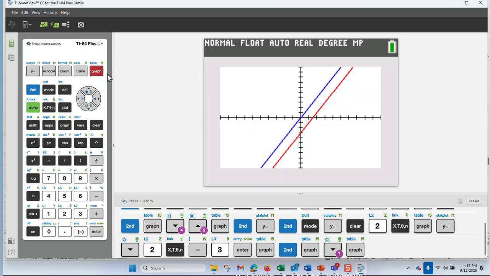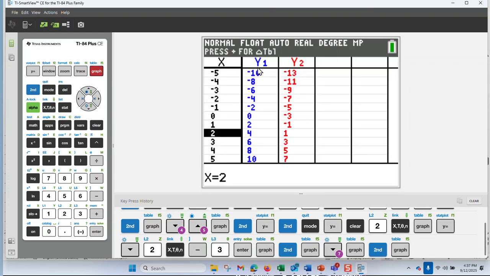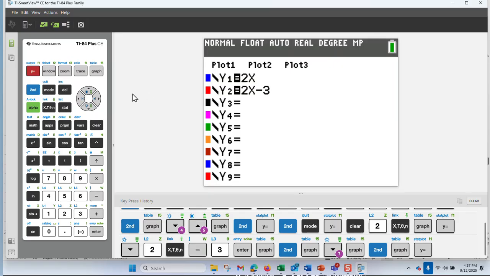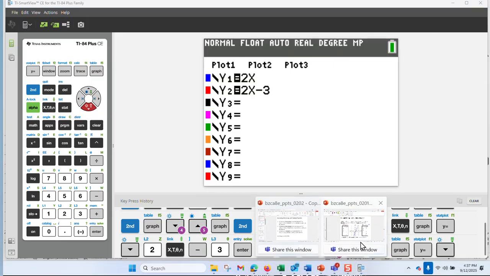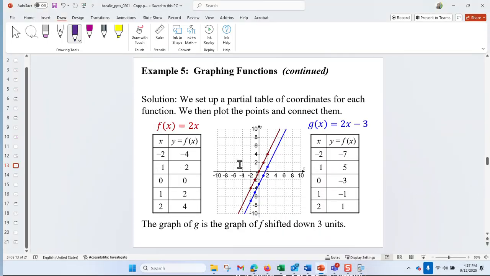Okay, so the blue one corresponds to the blue one, right? That's y1, and the red one is y2. So now you can see this is the y1 function, this is your y2 function. All right, so that is called parallel lines, right?